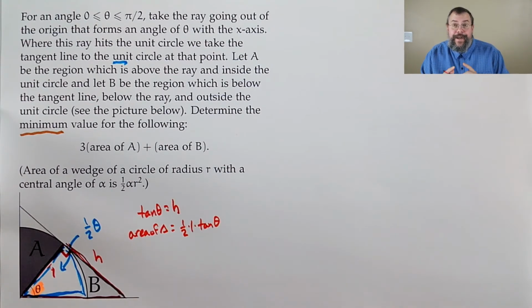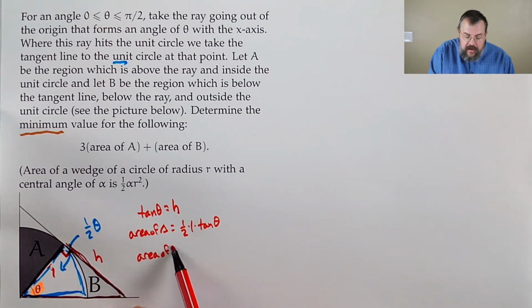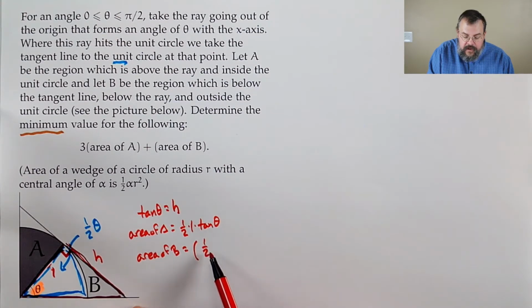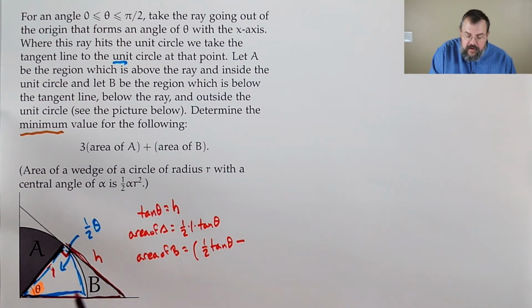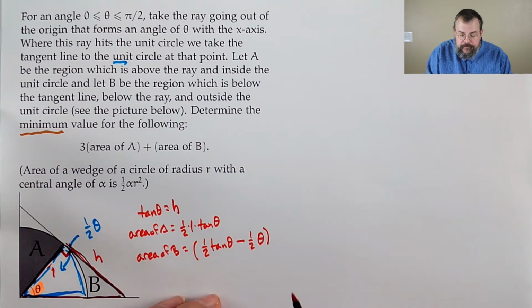So we're now ready to find b. The area of b is equal to the big triangle, which is 1/2 tangent theta, minus this little piece here, 1/2 theta. So that's the area of b: the triangle, subtract the wedge.